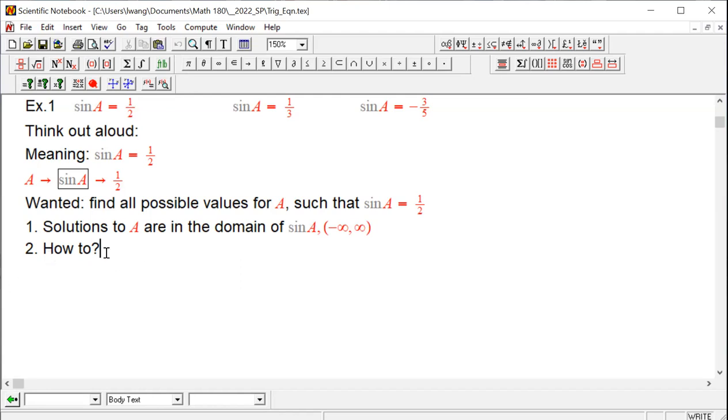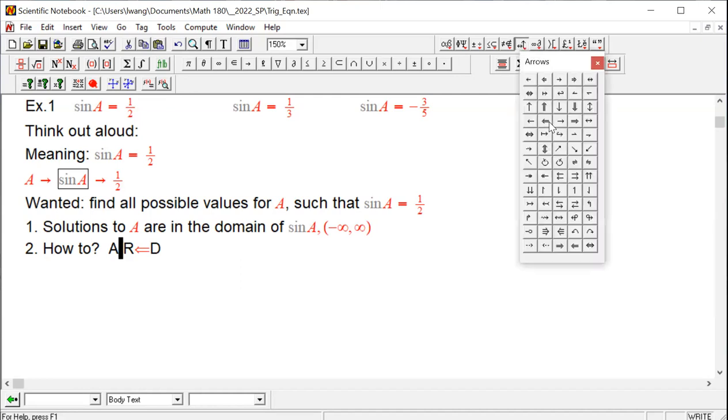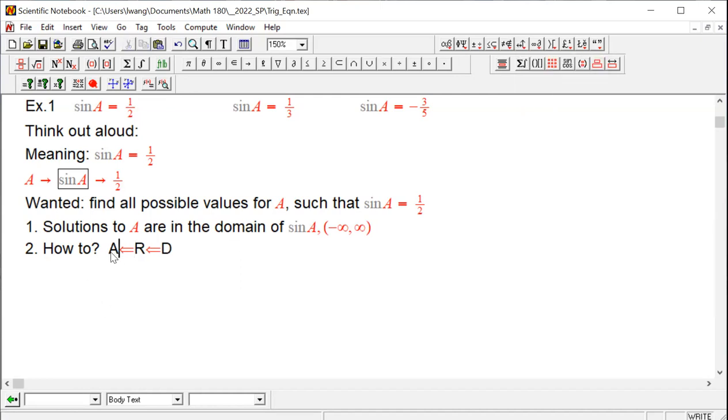In the case of ARD, what is the situation? We have A, we have R, we have D. We basically know D, so from D we're going to find A. This is D to A. We know the definition, so what is a definition? We can go by unit circle.